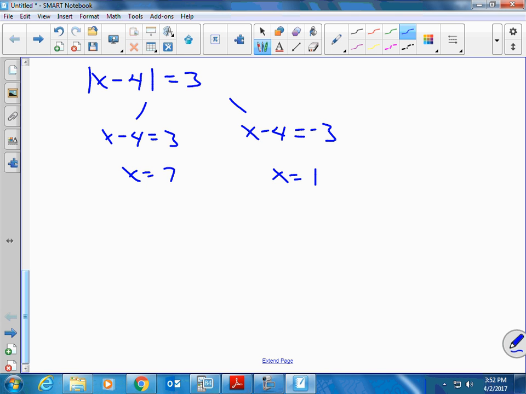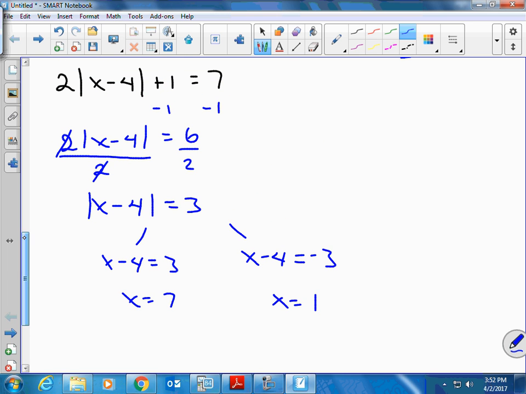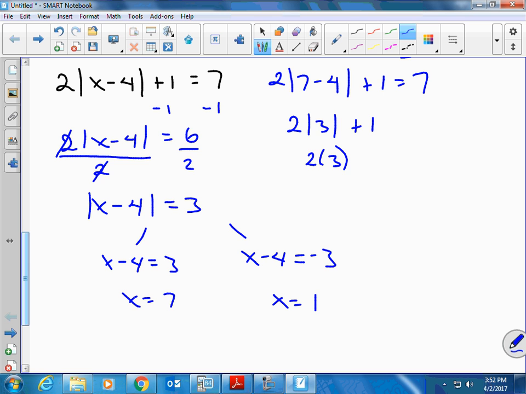Plug it back in if you'd like to double check. So I'm going to go all the way back to the beginning. 2 times the absolute value of 7 minus 4, plus 1 should equal 7. 7 minus 4 is 3. Absolute value of 3 is 3. Notice I did not distribute the 2 into the absolute value. I evaluated the absolute value first. 2 times 3 is 6, plus 1 is equal to 7.